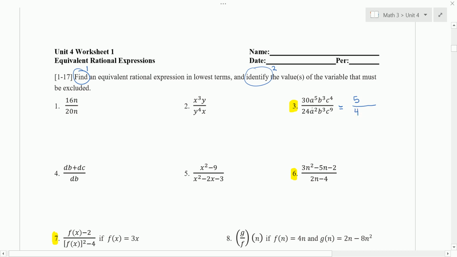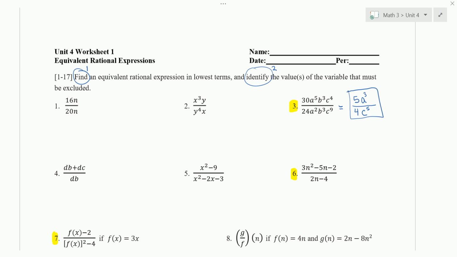And then I'm going to look at the a to the 5th and a squared. Both of those can be divided by a squared, and you end up with a cubed over 1. b cubed and b cubed can both be divided by b cubed, so you get 1 over 1. And c to the 4th over c to the 9th can both be divided by c to the 4th, so we get 1 over c to the 5th. And so that is the first part, finding an equivalent rational expression in lowest terms.